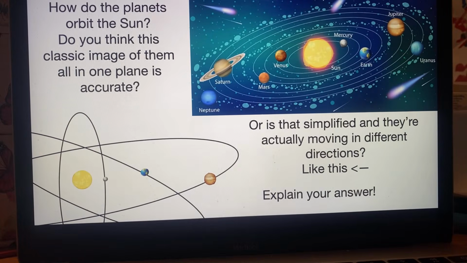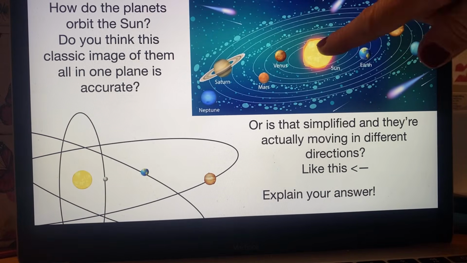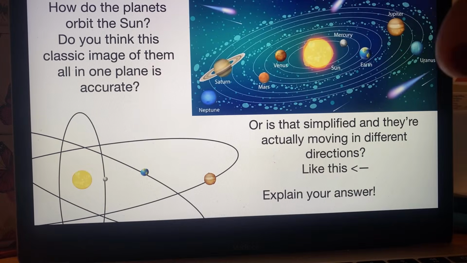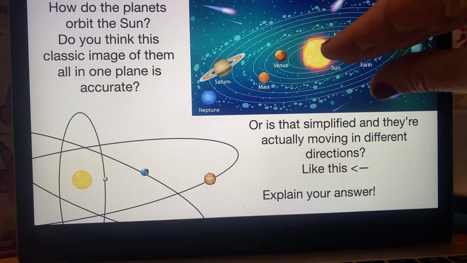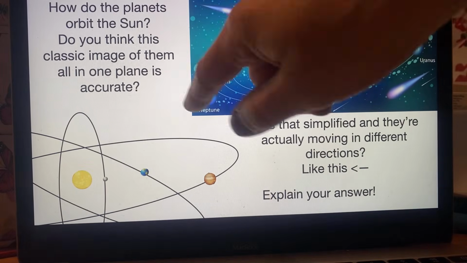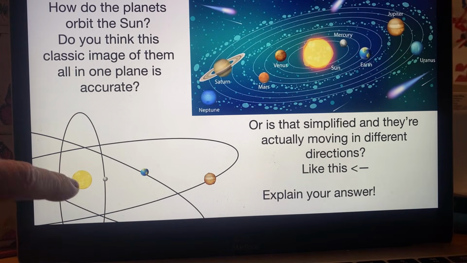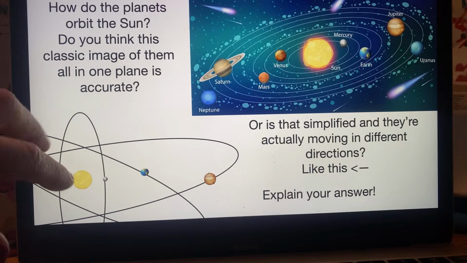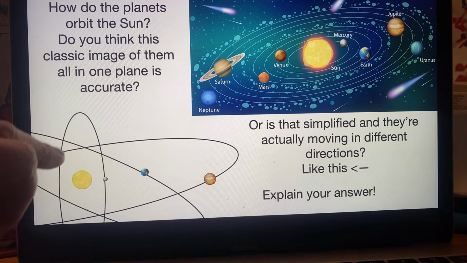So it's kind of like, is the solar system, the planets going around the Sun, a flat thing? Or is that a simplified drawing, where you see the Sun and then all the planets in a row? Is that simplified, and in reality it's more of a 3D model, like a sphere of planets going around the Sun?